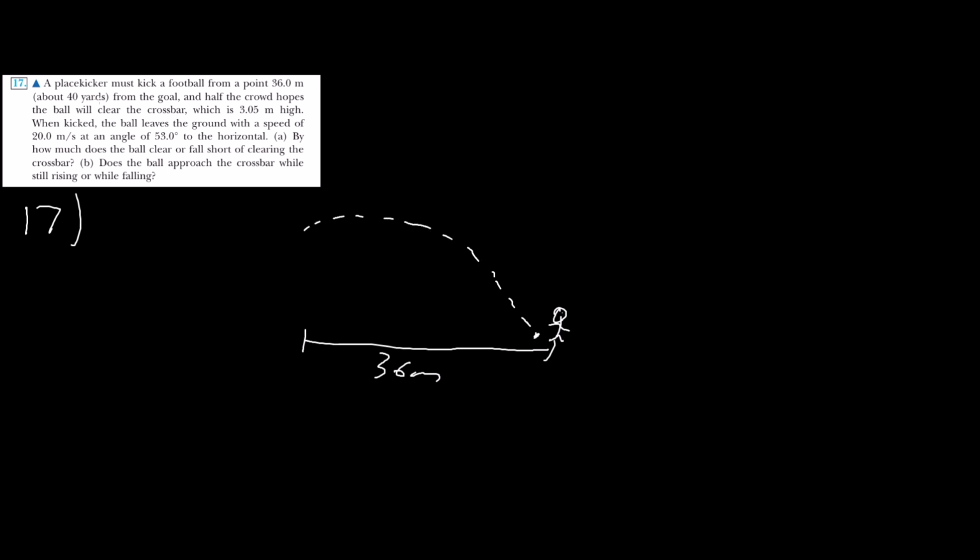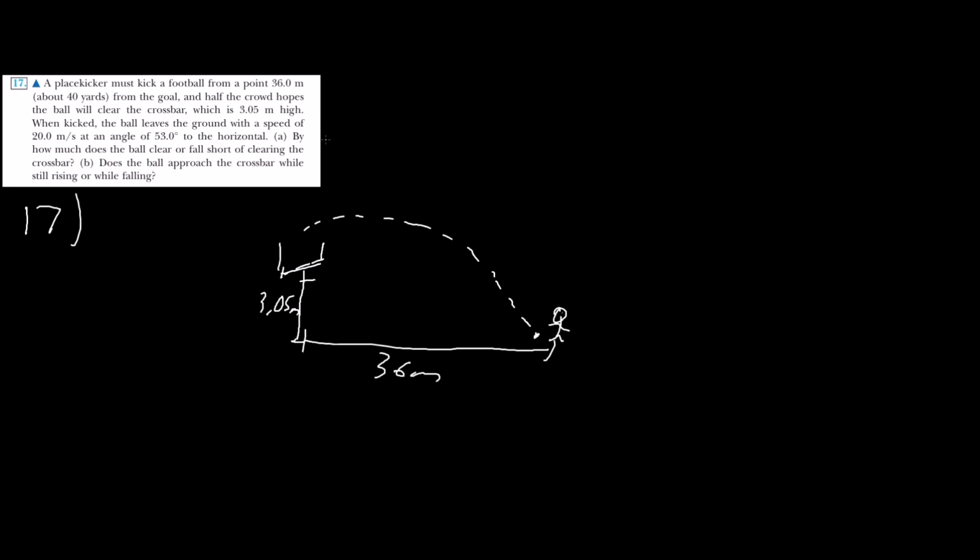A place kicker must kick the ball 36 meters, 40 yards from the goal, and half the crowd hopes that the ball will clear the crossbar that is 3.05 meters high. So this is going to be this little crossbar here. I think that's what it looks like. I'm not certain. And that's going to be 3.05 meters.